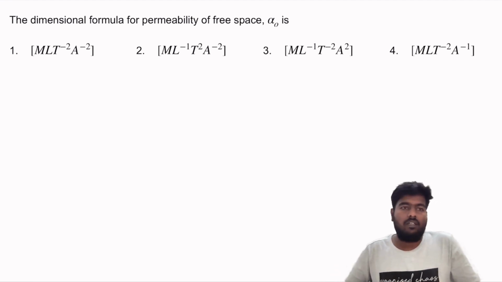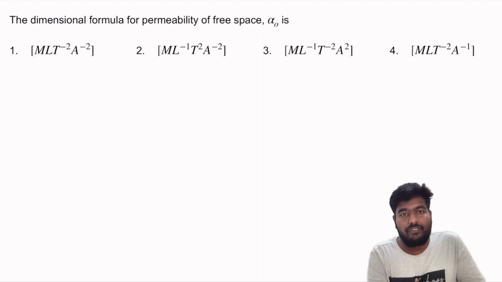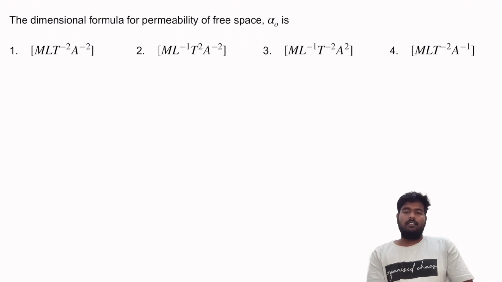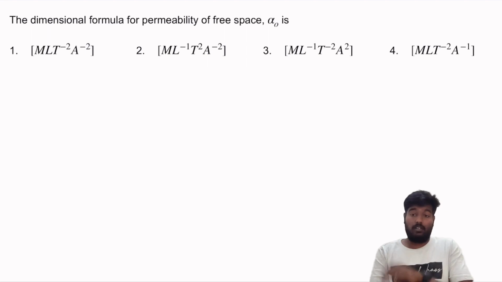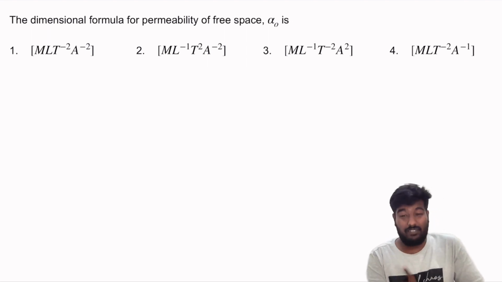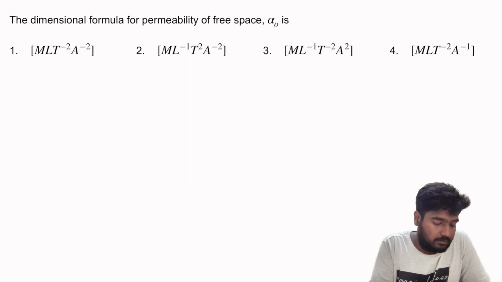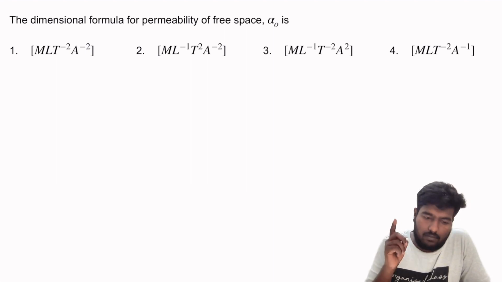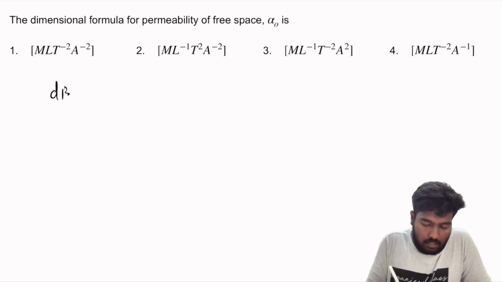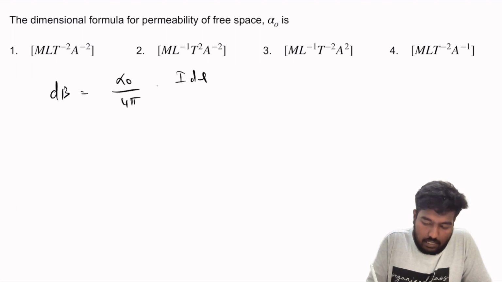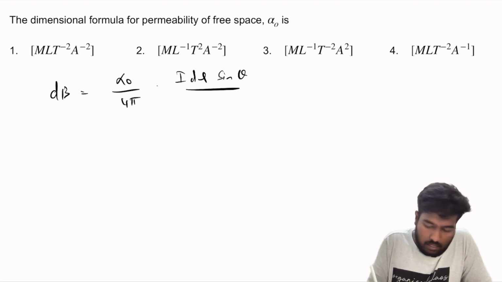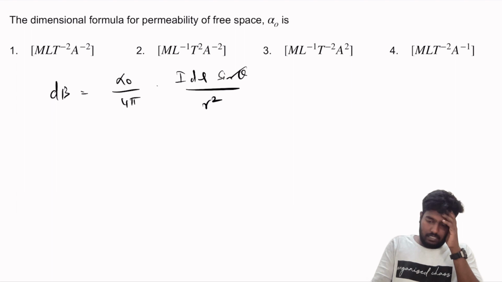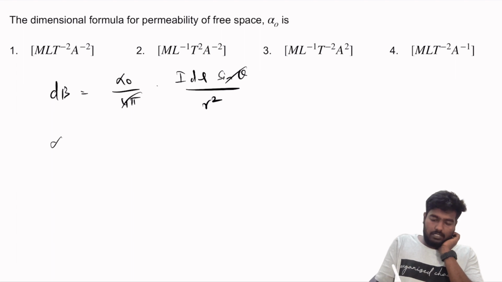So the dimensional formula for permeability of free space, mu naught, is... Let's assume that we don't know mu naught's dimension. We have to find it. But we remember the equation. From the Biot-Savart law, you can get dB is mu naught by 4 pi, I dl sine theta divided by r square. So let's leave sine theta and 4 pi, everything. We just want the mu naught. So let's rewrite this for mu naught.